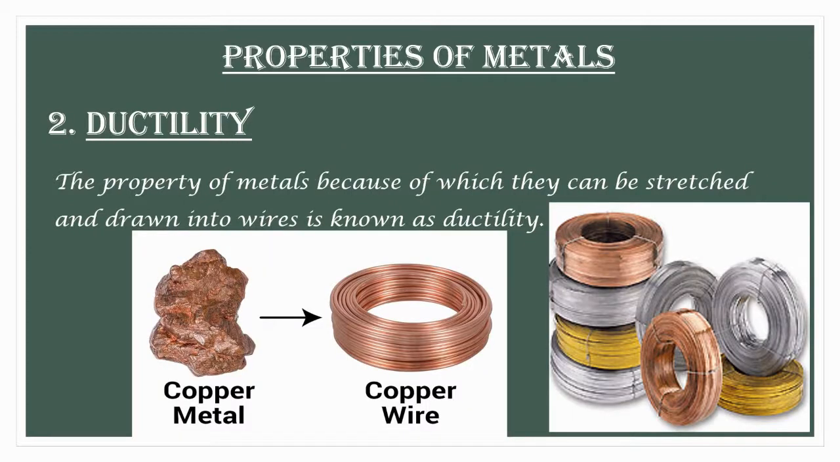The next property is ductility. Now students, as we learned earlier that metals can be made into thin sheets. Similarly, metals can be stretched and drawn into wires. This property of metals is called ductility. So we can define ductility as the property of metals because of which they can be stretched and drawn into wires. Metals like silver, gold, copper, platinum can be drawn into fine wires.